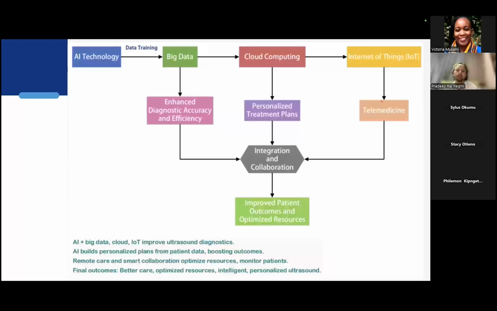So with big data, data training, and the help of AI technology, it can enhance diagnostic accuracy during interpretation, and there can be personalized treatment plans. And another is telemedicine. So this whole can be integrated and interpreted so that there can be improved patient outcomes and with optimized resources like ours.